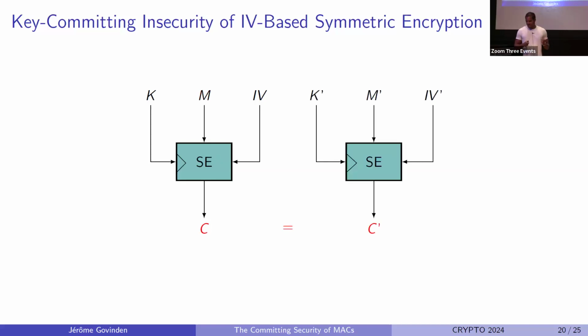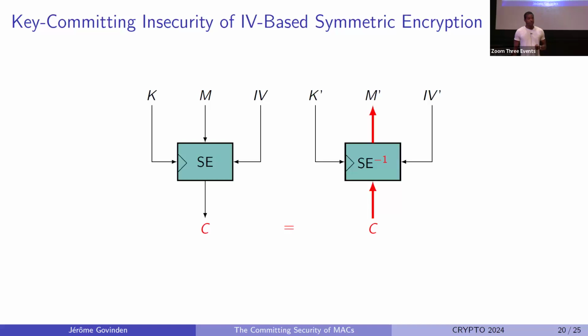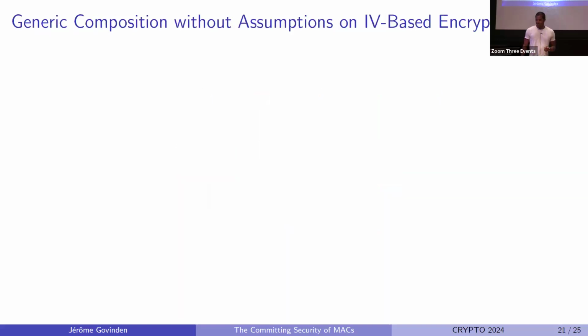A key committing attack would be defined as finding two tuples of inputs for which the key is different and which correspond to two outputs that collide. But this is quite easy to build. You can choose arbitrary values for K, M, and IV, apply the symmetric encryption, and obtain C. Then you choose a distinct key K prime from K, and an arbitrary value for IV prime, and apply the inverse of the symmetric encryption scheme, and you obtain a value M prime. So this is a key committing attack that is valid for any IV-based symmetric encryption scheme. So we cannot assume any key committing security on the encryption part.